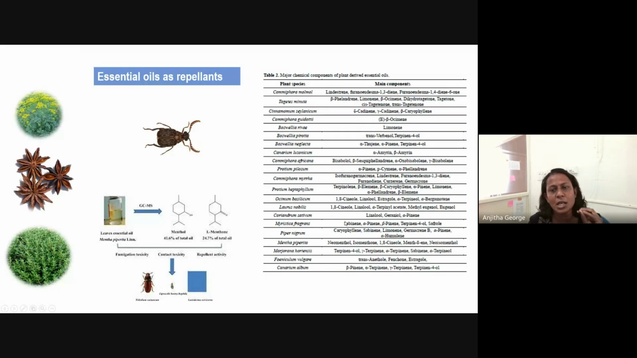So the essential oils of these plants have some chemical components. Mostly they will be toxic to these insect pests. Some are attractive also, but mostly we are focusing on the chemicals which have a repellent effect, so that we can use that technology again for the management of storage pests of seeds.